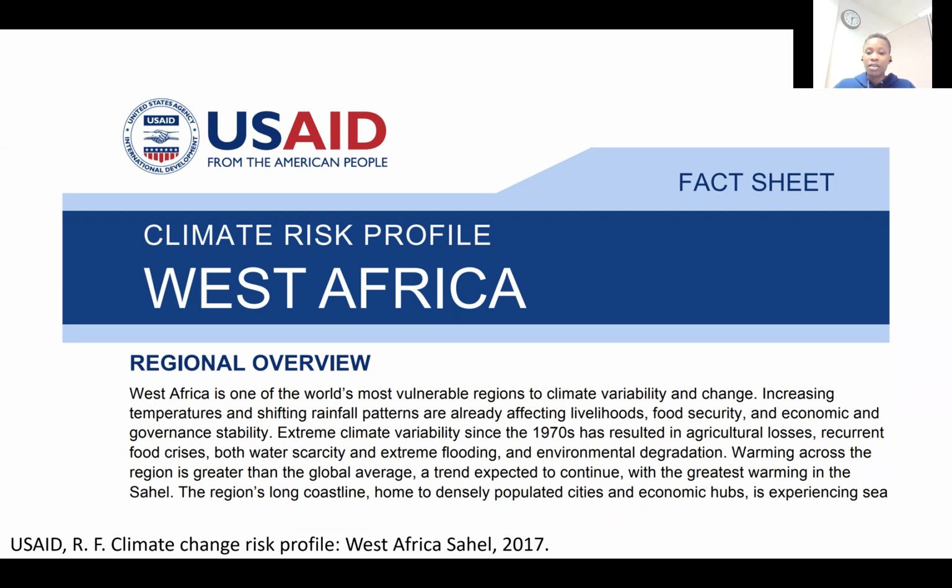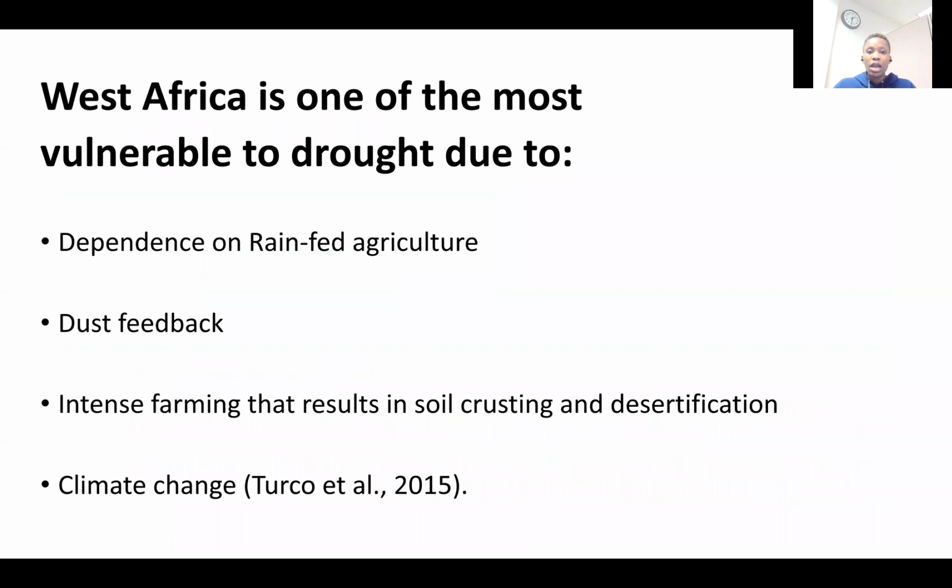And since the 1970s, there have been recurrent cases of agricultural losses, environmental degradation, food scarcity, droughts, and extreme flooding. And from my research, I got to discover that West Africa is one of the most vulnerable regions to droughts because there is a high dependence on rain-fed agriculture, dust feedback from the Sahara Desert that's just above the West African region. There's intense farming that results in soil crusting and desertification. And then we have climate change.